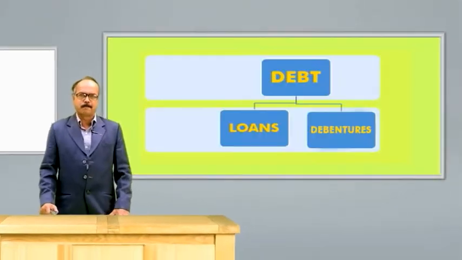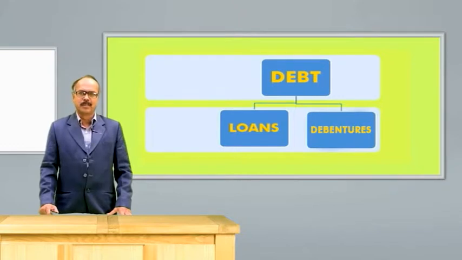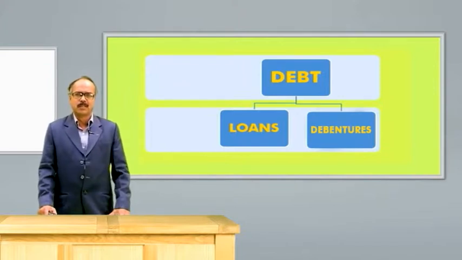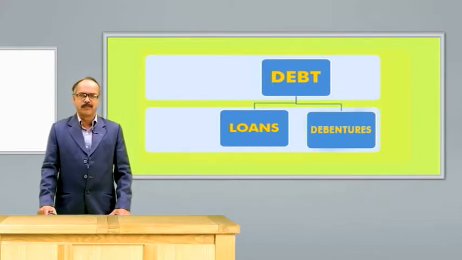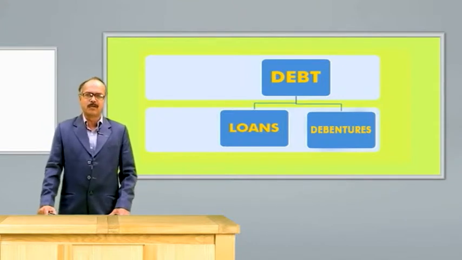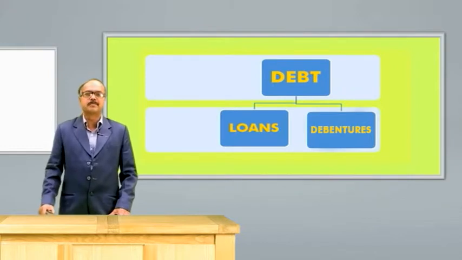Now, let us have a look into debts. It has loans and debentures, as I have already told you. Now, let us talk about loans. Sources of loans are central financing institutions or development banks, state financial corporations or SFCs, state industrial development corporations or SIDCs, and commercial banks, private financing and international financing institutions.